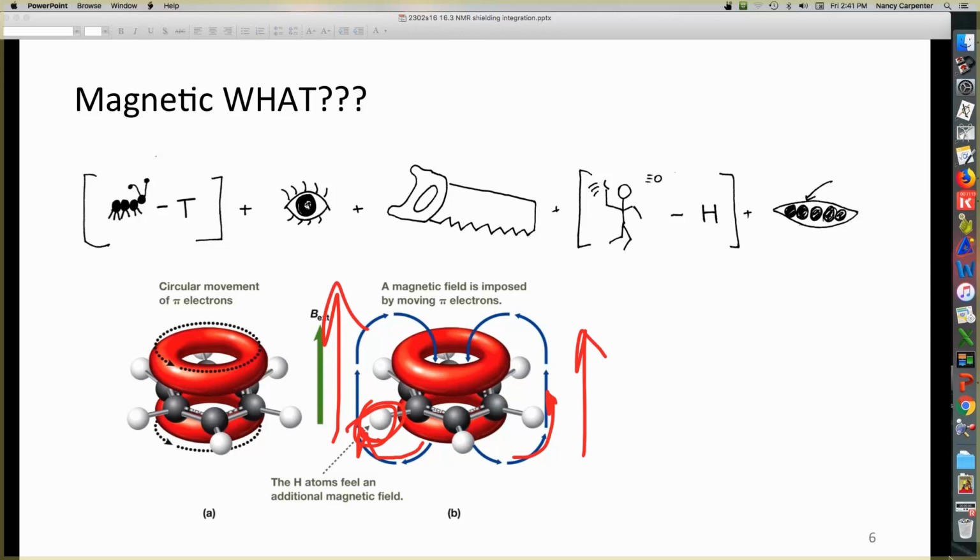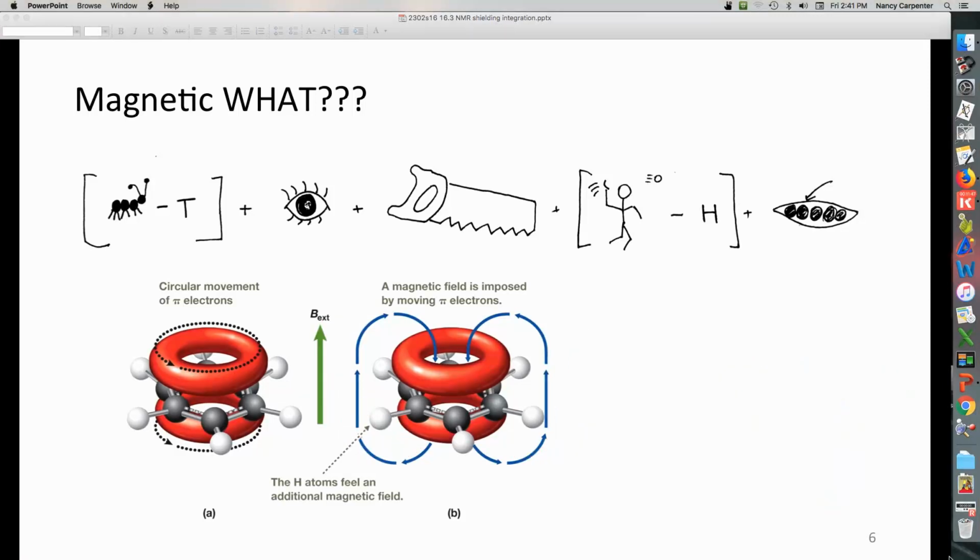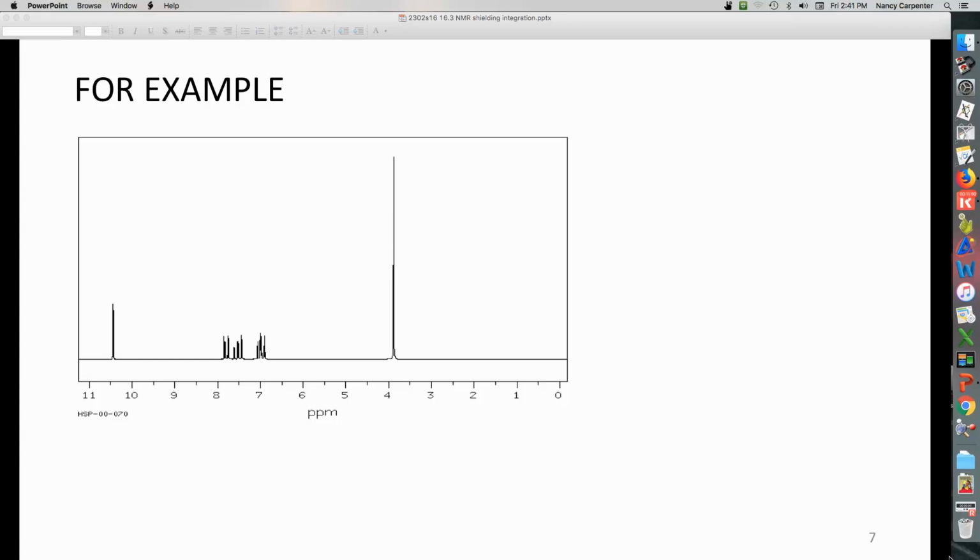So what is this going to do? Well, external field is reinforced. That makes an even stronger external field. So remember how the energy gap gets bigger. These are really, really deshielded. And so that is why when we have an aromatic molecule with hydrogens on it, the signals for the aromatics always show up so far downfield.